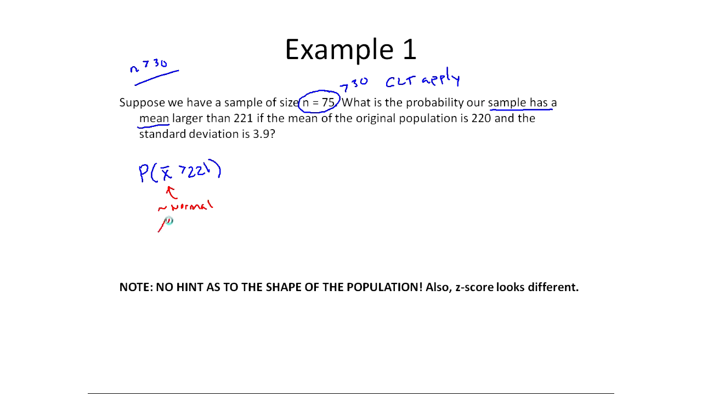Now, it says the mean of all the x bars stays the same, so we can actually use the 220. But the standard deviation of the x bars, which is also called the standard error, will not be equal to 3.9. In fact, it will be much smaller than this. It will be 3.9 divided by the square root of 75, which I'm just going to leave like this. So if I want to find this probability, I need to use this normal distribution and not a normal distribution with 220, 3.9. Now I can use a normal CDF because I know that it's normal.